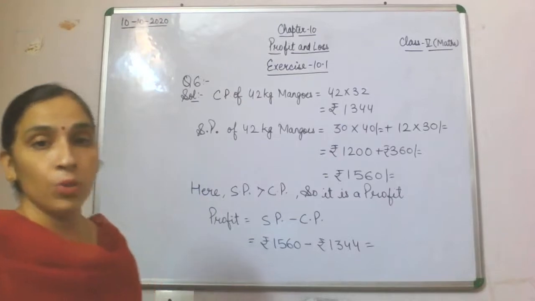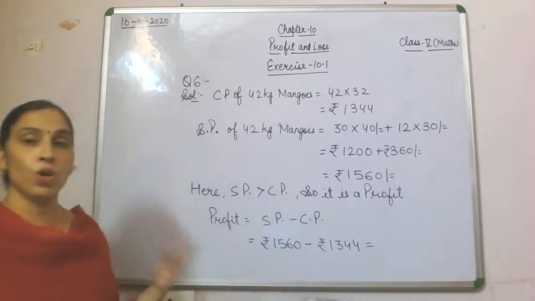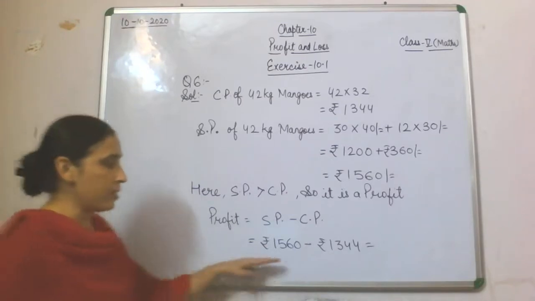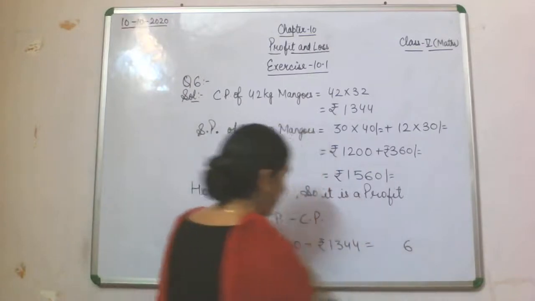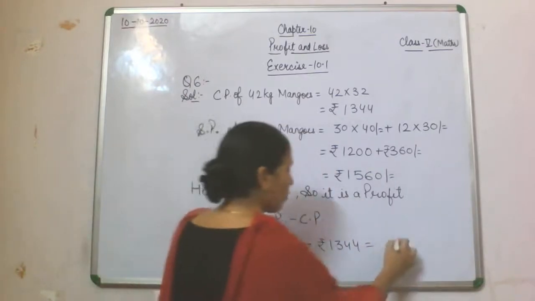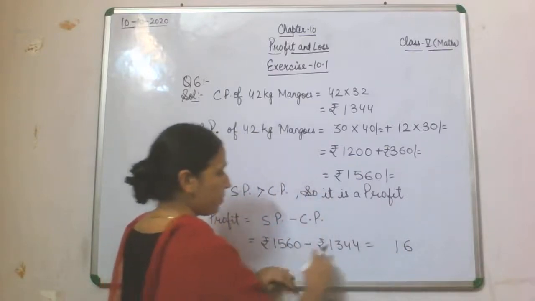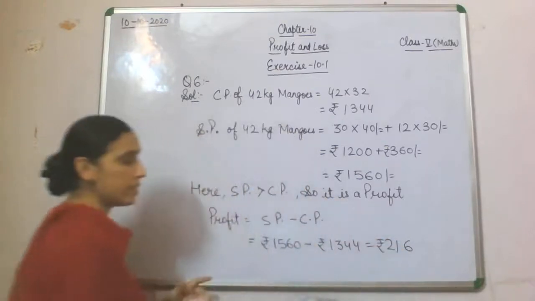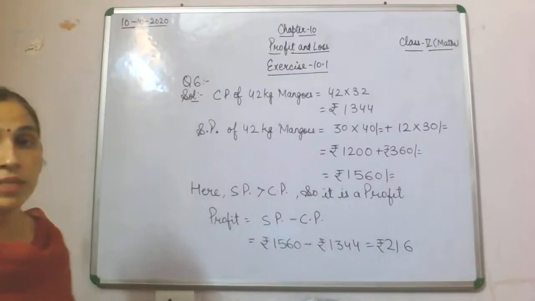Fine. That only you have to find out, what profit or loss that shopkeeper made at the end of the day, that is this much. Do the subtraction, 10 minus 4 is 6, then 5 minus 4 is 1, and then 2. So this will be rupees 216, the profit at the end of the day.